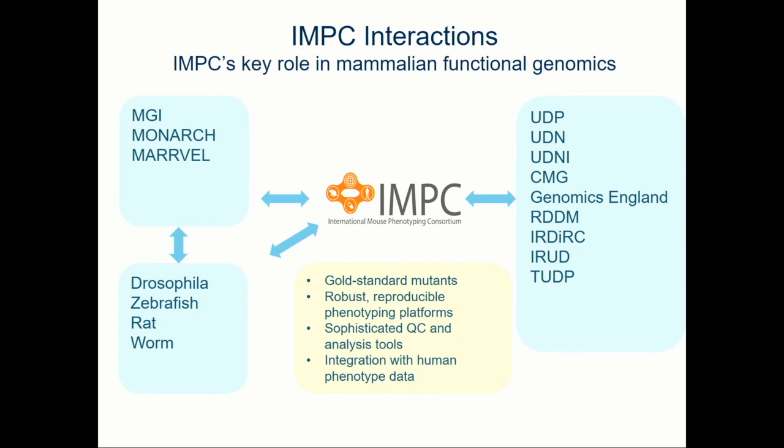So this summarizes some of the interactions. We see ourselves sitting in the middle here, playing a key role for mammalian functional genomics, because I think we're seen as having these gold standard mutants. We've produced very reproducible data, and we're very strict about our protocols and the statistical analysis. On the left, we interact with a number of the model organism communities, particularly via the MGI group at Jackson Laboratory, the Monarch Initiative and Mavel sites. And then on the right-hand side, we have all sorts of disease sequencing projects, such as those run by Genomics England, or the Undiagnosed Diseases Program, or Undiagnosed Diseases Network.